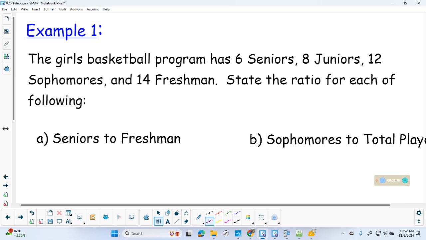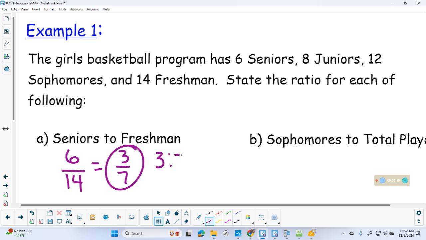So the girls' basketball program has 6 seniors, 8 juniors, 12 sophomores, 14 freshmen. State the ratio for each of the following. So you're comparing seniors to freshmen. So easy enough, I'm just going to take a look. I see there are, of course, how many seniors? 6. How many freshmen? 14. And then, of course, good mathematicians that we are, we reduce that. Probably can do that one in your head. I'd say 3 over 7. Perfect. So you know I love fractions in here. I generally lean to writing everything as a fraction, but remember, you could write it like that also if you prefer that style. I don't care.